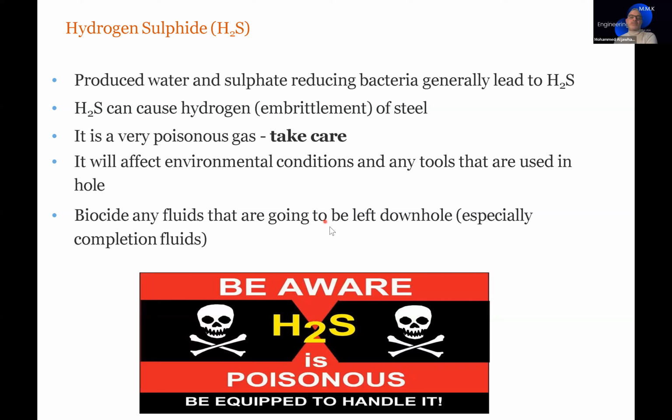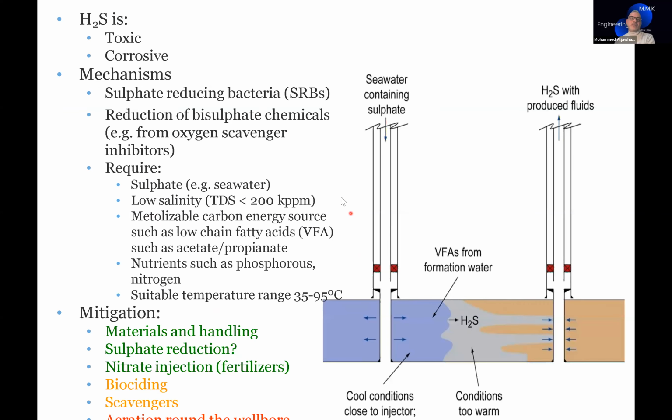So produced water and sulfate reducing bacteria generally lead to H2S. So maybe the produced water or any bacteria inside our wellbore may be producing H2S. This needs to be taken into account when we take any action to remove that H2S. Incompatibility of injected seawater and the transition between them forms this H2S, and we can see it in producers.